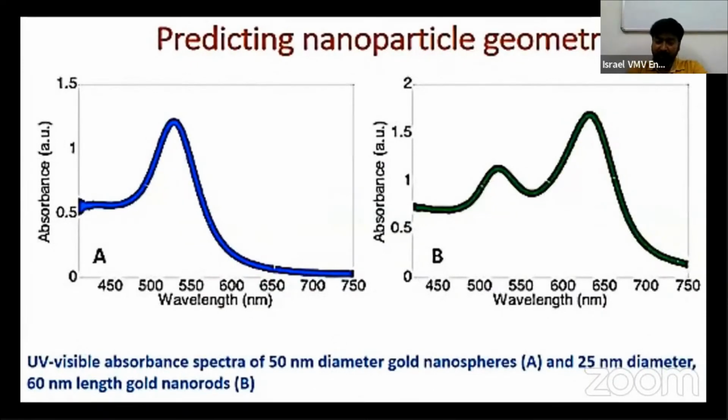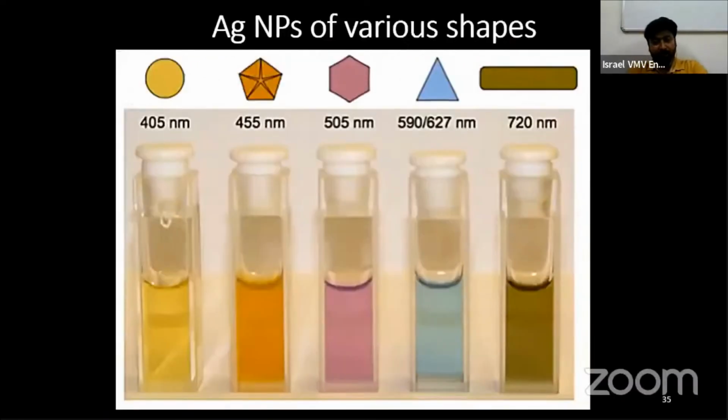How does the geometry affect the spectrum? You see, silver nanoparticles of various shapes. It's not just the size, but also the shape that affects the spectrum. And it's not just one wavelength. You find a shift from 405 nanometer to 720 nanometer. This is a huge shift, moving from close to the UV region to close to the NIR region, through the visible region to the near infrared region. And these are cases where we play with the size and shape of materials.